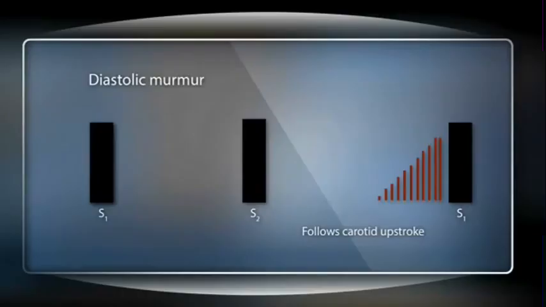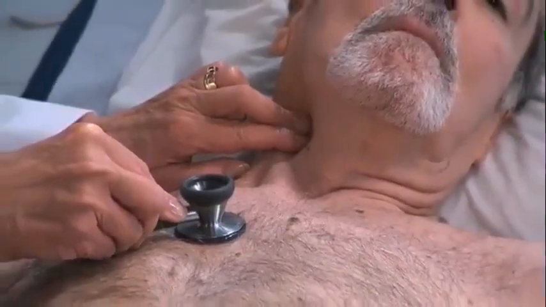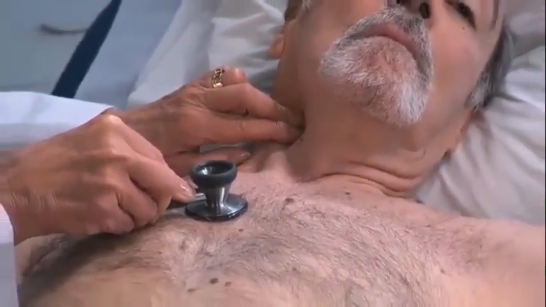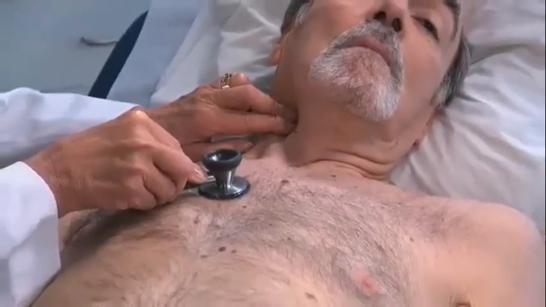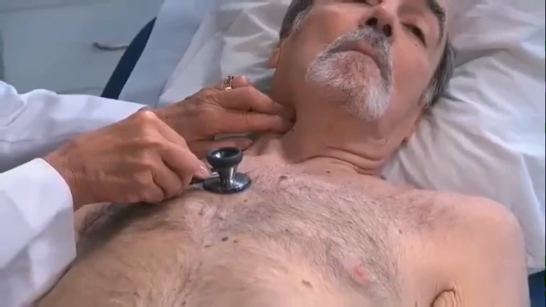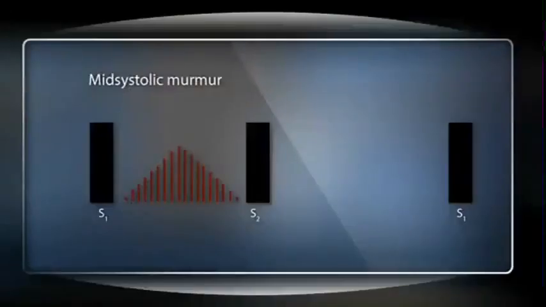Murmurs are classified according to where they fall in systole and diastole. Palpating the carotid upstroke as you listen to the murmur is an important tip that helps you decide if the murmur is systolic or diastolic. Systolic murmurs can be early, mid, or late systolic, or even pansystolic. For example, a mid-systolic murmur, heard in physiologic flow murmurs or the crescendo-decrescendo murmur of aortic stenosis, begins after S1 and stops before S2.